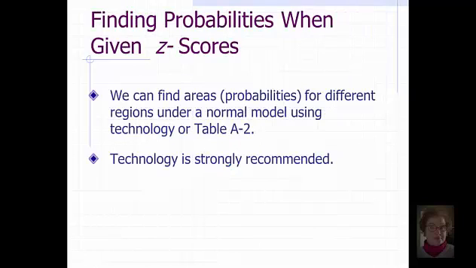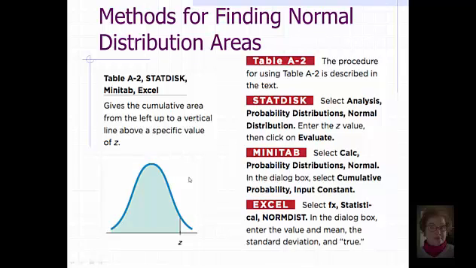So let's find the probabilities when we're given a z-score. Now there's two ways to do this. We can use table A2 that's in the back of your book, or on the yellow sheet I gave you at the beginning of class. But we're going to focus mostly on using StatCrunch, because it's a tool that makes your lives extremely easy.